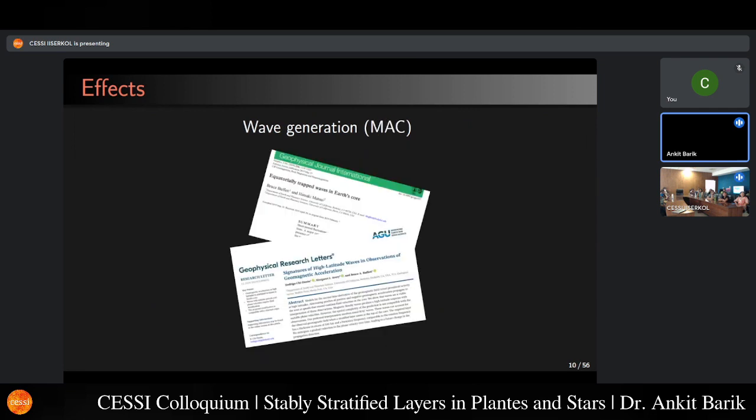Okay, just a question, for the sake of everybody, the definition of a stably stratified layer: you imply it is stably stratified, but it's not unstable to convection, correct?